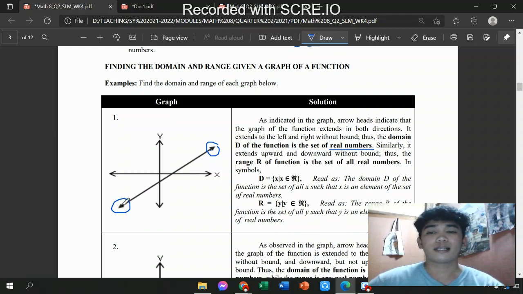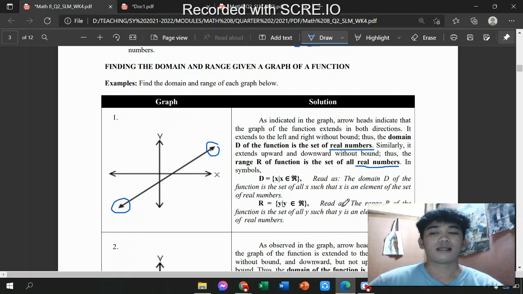So, since ni-extend man gyapon siya downward o upward without limitation, so ang atong range is set of real numbers gihapon. So pareha ang atong domain o ang atong range, set of all real numbers, meaning tanang real numbers pwede nato i-substitute sa x o pwede nato i-substitute sa y. So unsaon pagsulat ang domain o range in symbol?